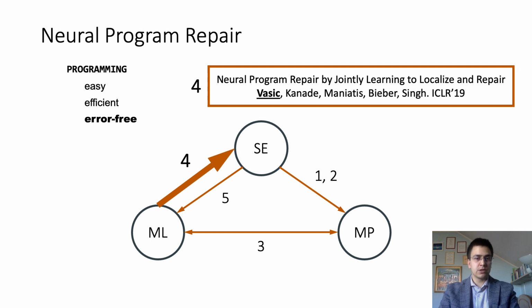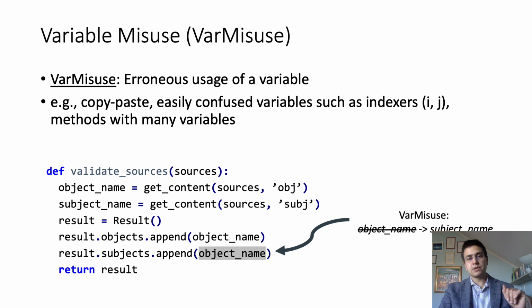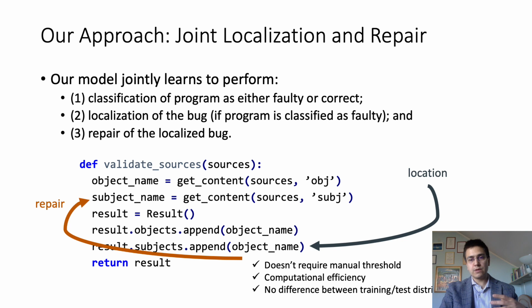Now I just want to mention that I also worked on this connection of machine learning and software engineering, where I built a machine learning technique, a neural network that can detect the type of bugs called variable misuse, where a variable is incorrectly used in a program, and our neural network jointly performs localization, where it locates the bug, as well as repair, where it repairs that bug. You can read more about it in our paper.